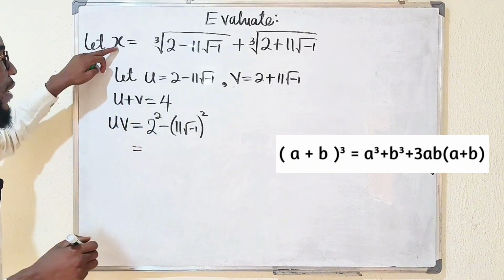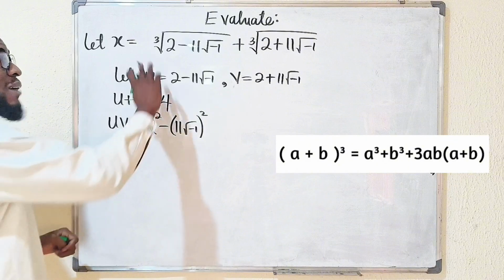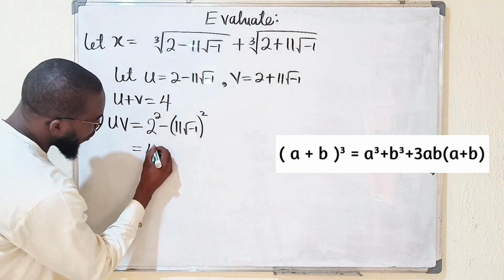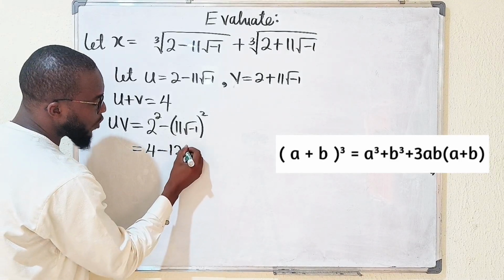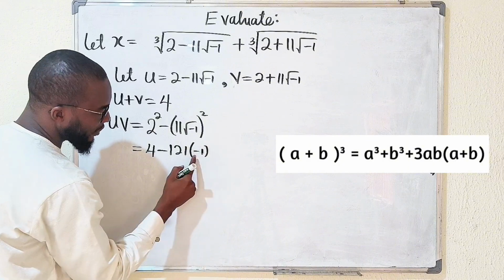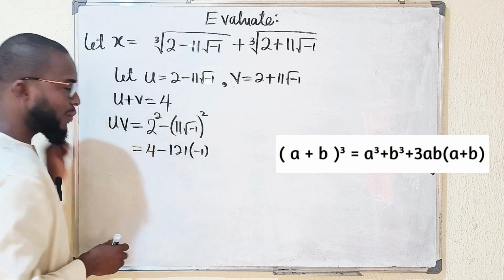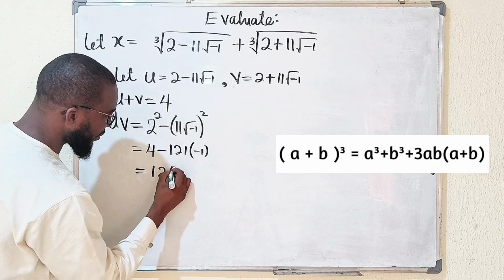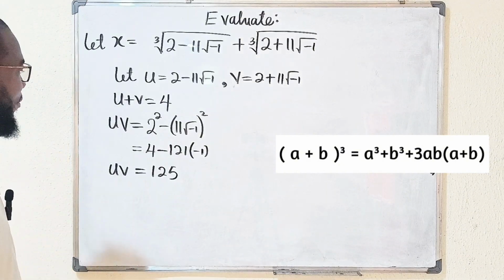Remember, our main goal is to find the value of x. Whatever this is should be the value of x because we have declared the whole of this to be x. So this is 2 squared, 4, minus 11 squared, which is 121. Then square root of negative 1 squared is just negative 1. So this will be positive, right? Because negative 1 times negative 1 will be positive 1 times 121. Altogether, we have 125. Therefore, u multiplied by v is 125.